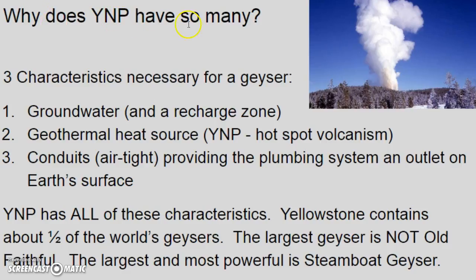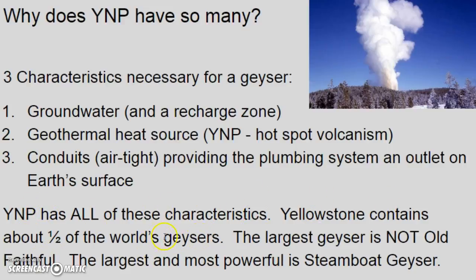So why does Yellowstone National Park have so many geysers? Well, there are three primary characteristics necessary for a geyser. You have to have groundwater, or essentially a recharge zone. Water has to be able to refill. You have geothermal heat, right? You have to have a source of heat. At Yellowstone National Park, we've got hotspot volcanism, kind of a semi-permanent fixture. And you have conduits that are airtight, providing the plumbing system as an outlet on the Earth's surface. Yellowstone National Park has all of these characteristics.